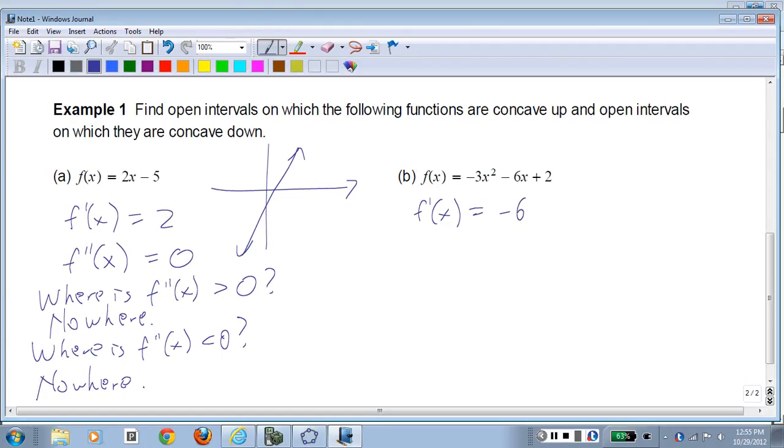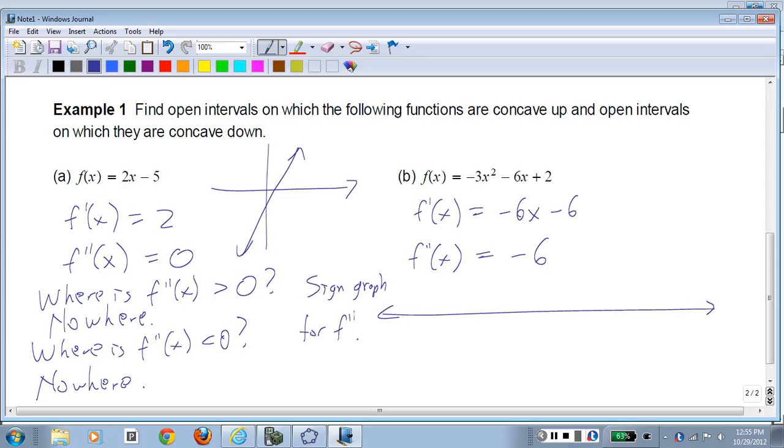Next one. Polynomial, not too tough to take the necessary derivatives. Negative 6x minus 6 for the first derivative, negative 6 for the second derivative. Now a sign graph might be appropriate because it's actually non-zero. If I construct a sign graph for f double prime, well, I might look for second order critical numbers.